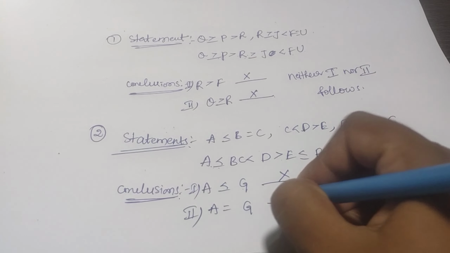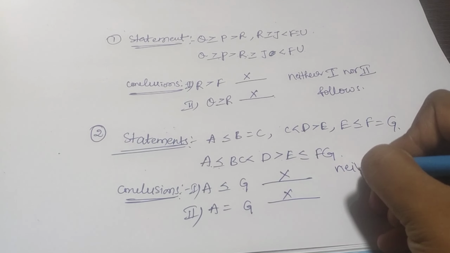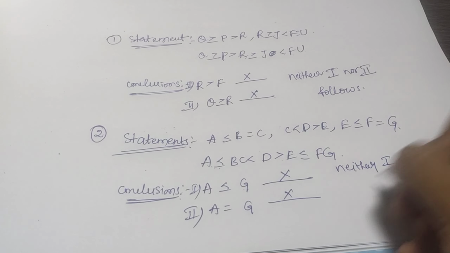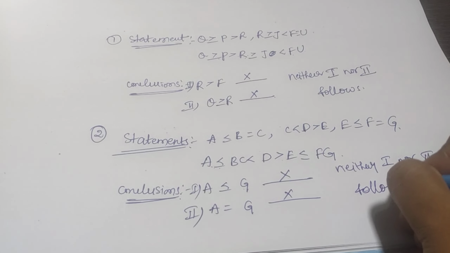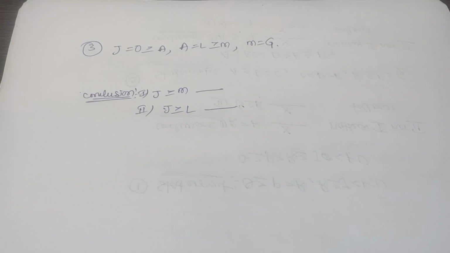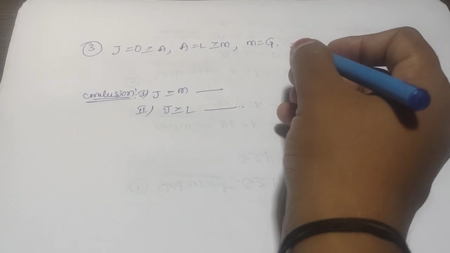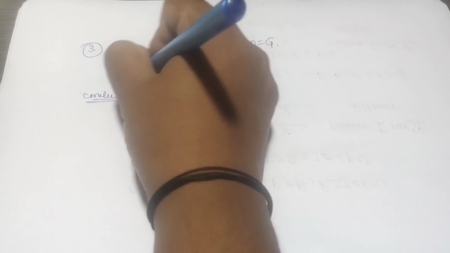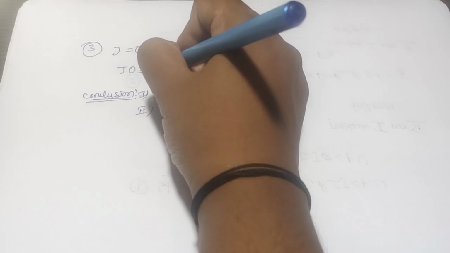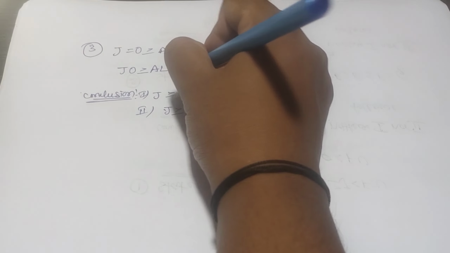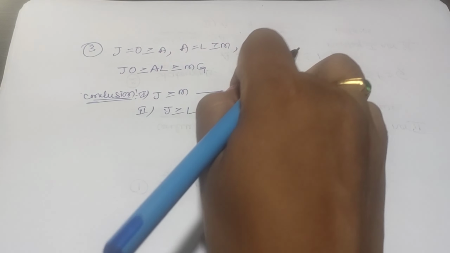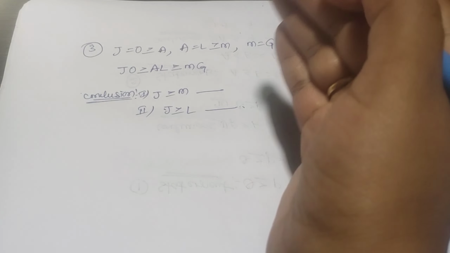Here what is the answer? This one is also neither 1 nor 2 follows. Got it? Here these are the statements and we have to merge these three statements into a single statement, right? Now J is greater than or equals to A, L greater than or equals to M, and M and G are equal. So this is the single statement we got here.